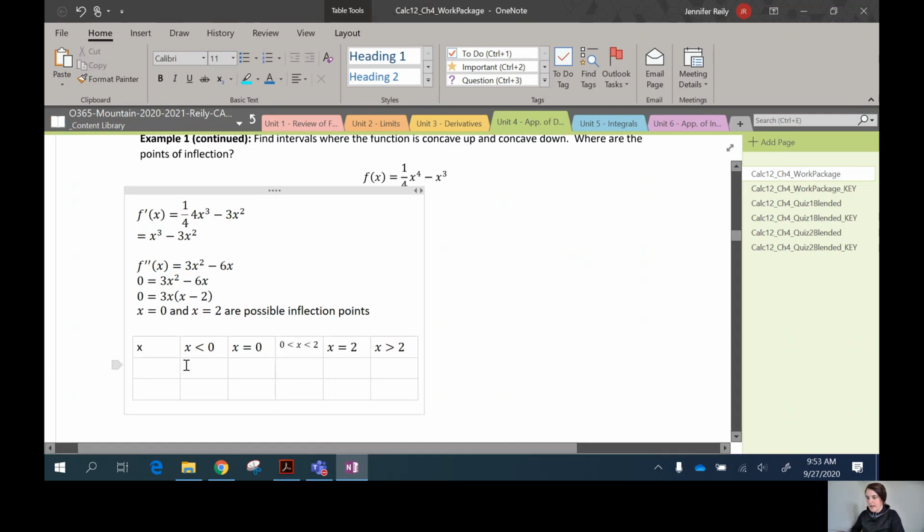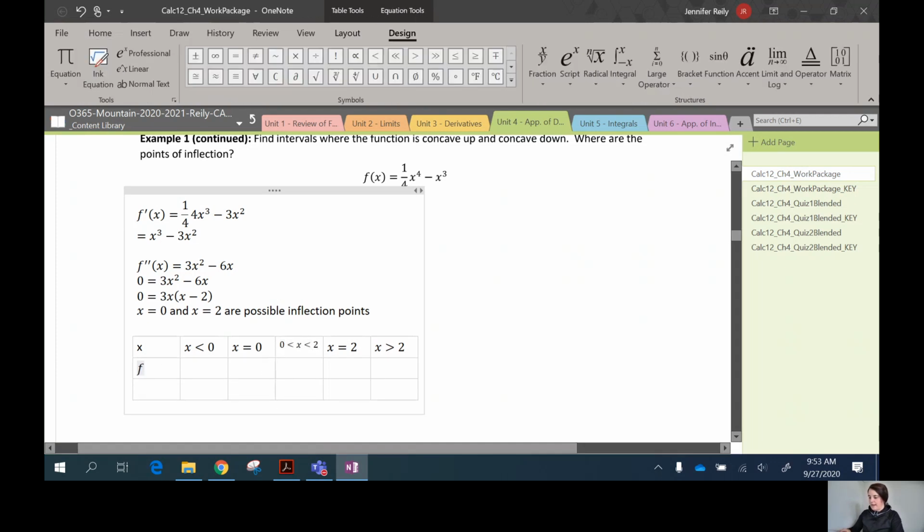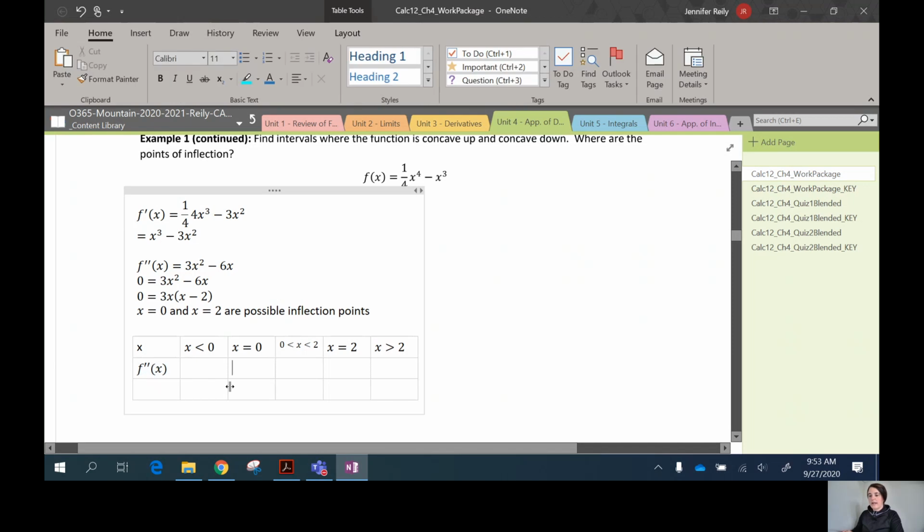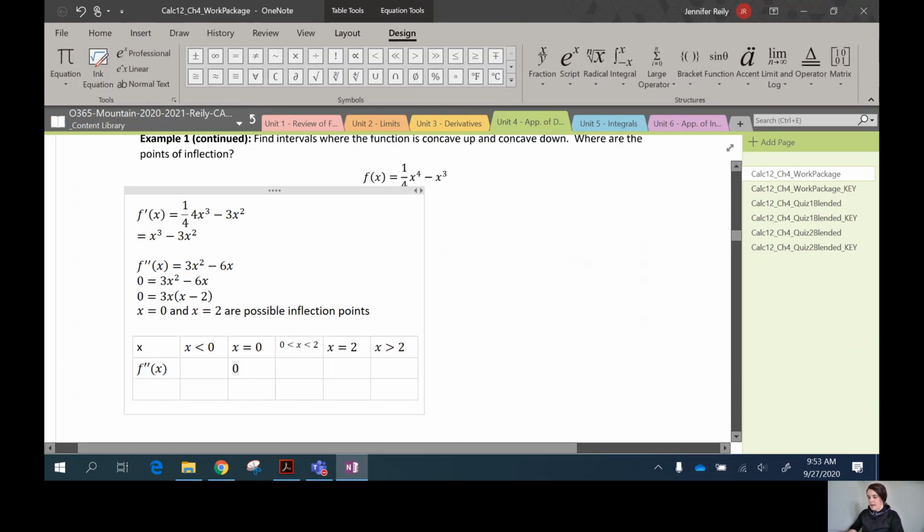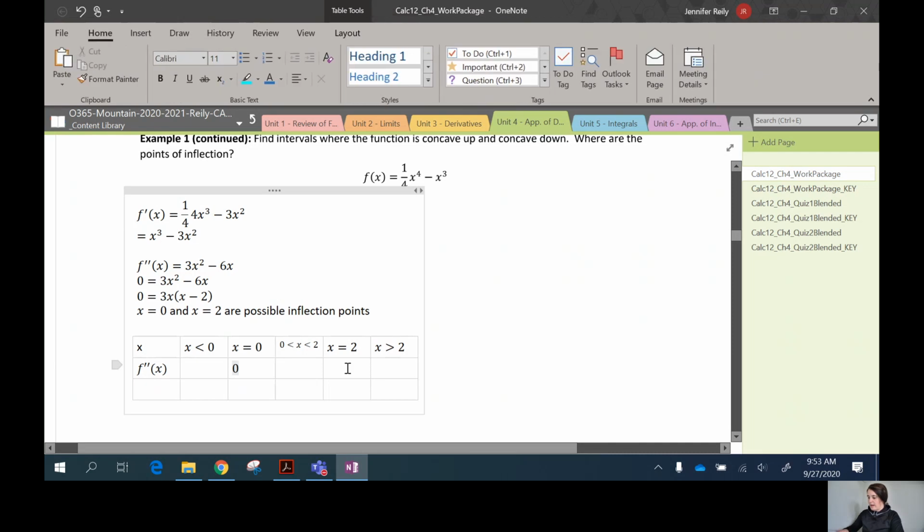There we go. Okay, cool. And we're going to look at the second derivative. We already know the second derivative is 0 at x equals 0, and we already know it's 0 at x equals 2. But we want to know whether it's positive or negative between these points.